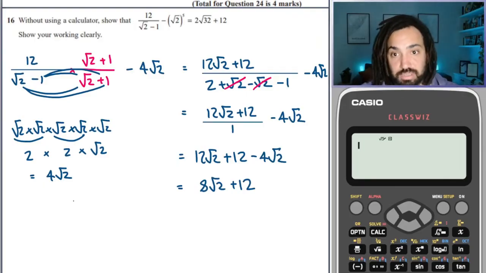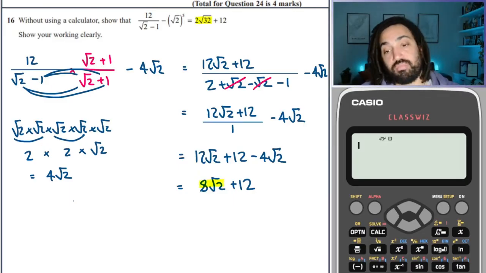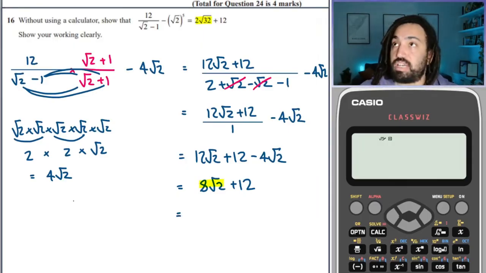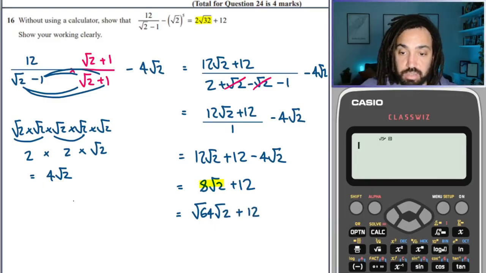Oh, that's not what they've asked us for. Okay, don't fear. This must convert into this. We just have to show that. So, let's write this out as, well, what is 8? 8 is the square root of 64. So it's the square root of 64 times the square root of 2 plus 12.